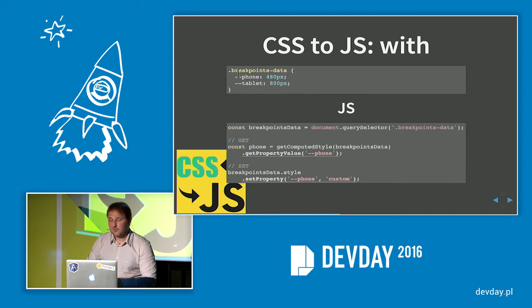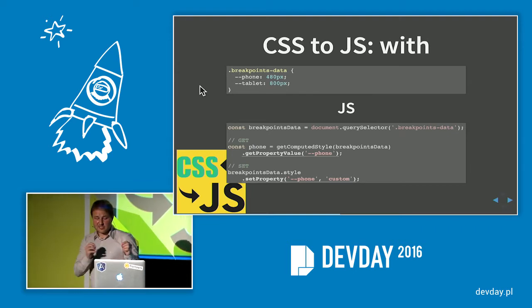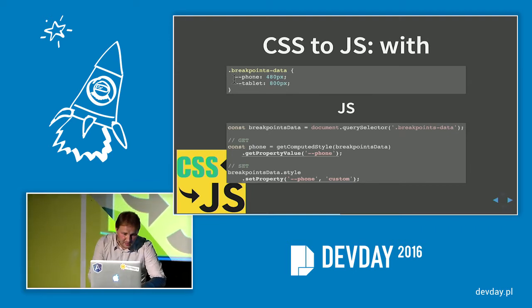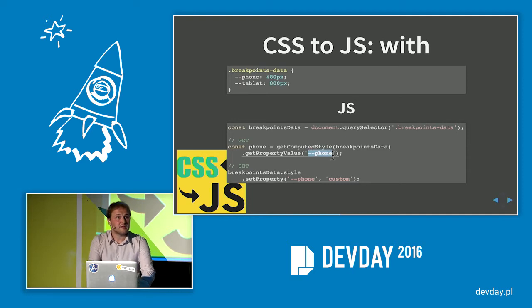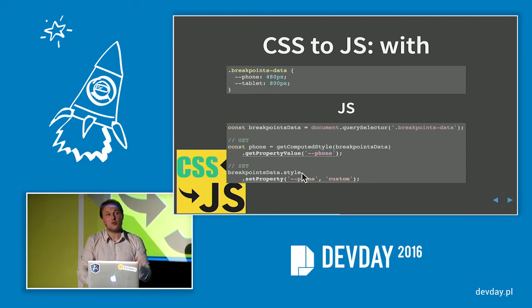But with CSS variables, custom properties, you provide, okay, here is breakpoint data. It's font size, and the same media query for tablet. From JavaScript, everything you have to do is just use this API, getPropertyValue, and just read it. Handy, isn't it? And the same, you can not only read, you can actually assign CSS from JavaScript.